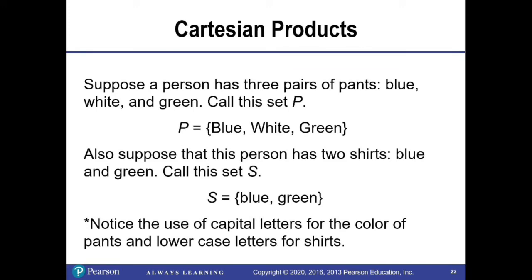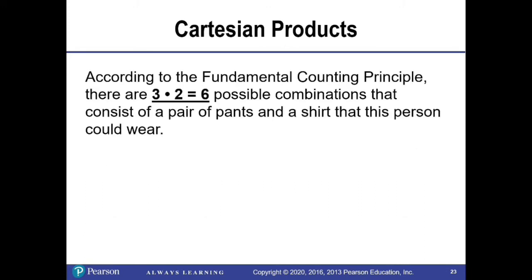Well, there are 3 elements in P and 2 elements in S. 3 times 2 is 6 possible ways or possible combinations that a person can put a pair of pants and a shirt together.